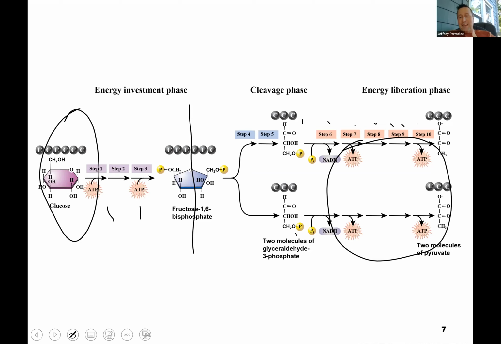You had to put it in at the beginning, and you end up with these 2 pyruvates, which are 3 carbon molecules. You start out with the 6 carbon glucose, you end up with 2 3-carbon pyruvates. And then those will move into the mitochondria, they'll be pumped into it, and that will be the next steps.